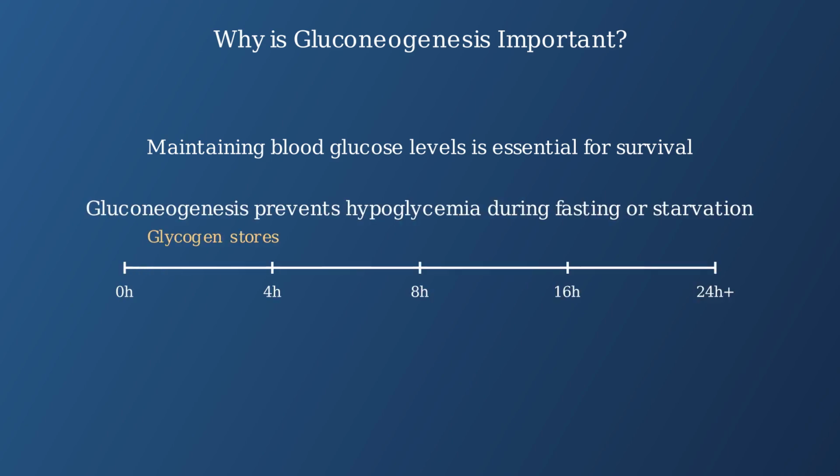Gluconeogenesis becomes increasingly important during fasting or starvation. In the first few hours without eating, the body relies on glycogen stores. But as fasting continues beyond 8 to 12 hours, glycogen stores deplete and gluconeogenesis becomes the primary source of blood glucose, particularly for the brain.